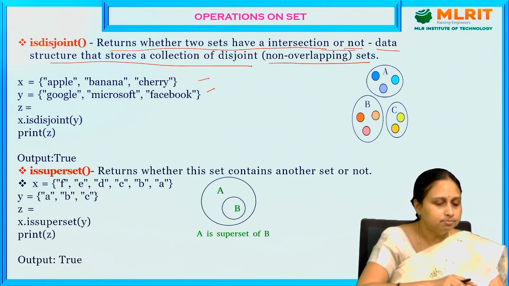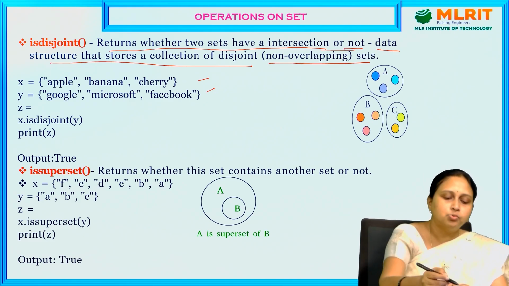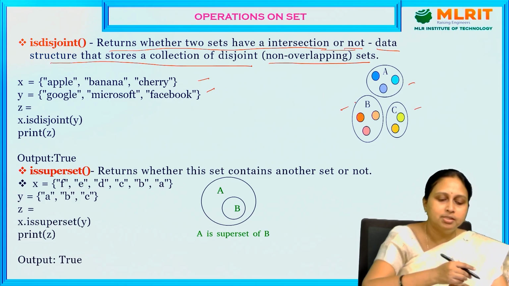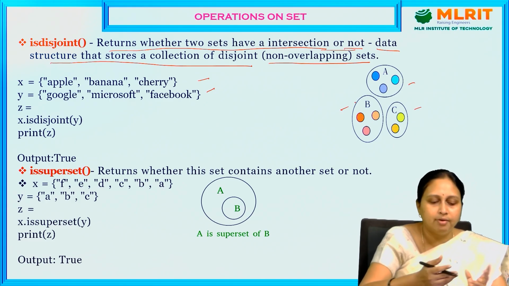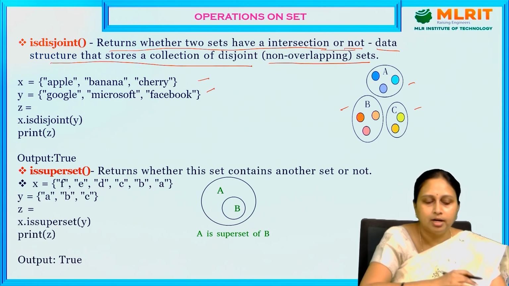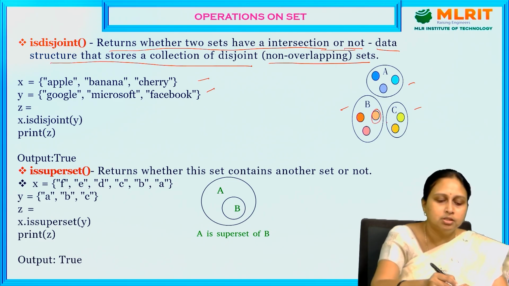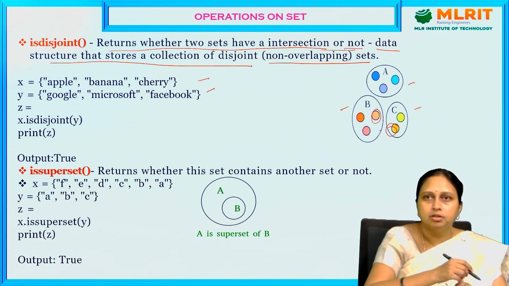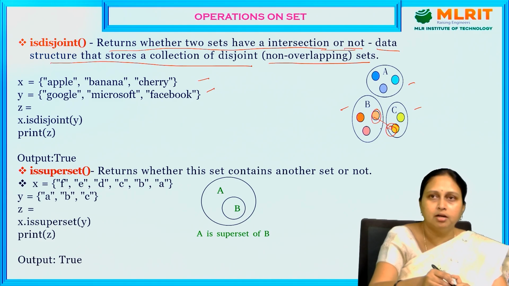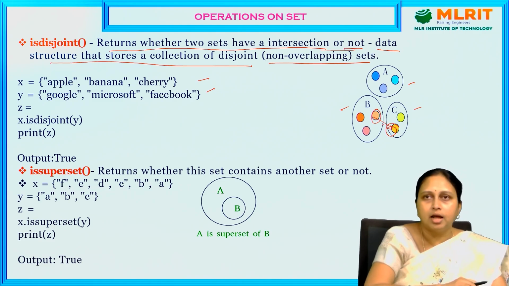Let us see here. This is one representation where A, B, C are all having different colors, right? But here you can see these two are orange, right? This is having the same color and the remaining all are having different colors, okay? That is called disjoint, all are having different colors.